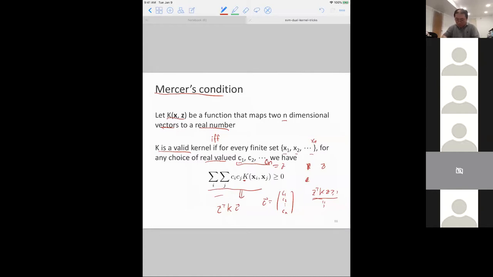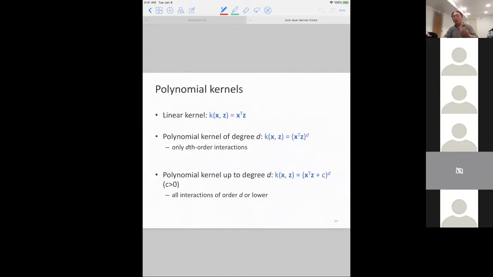Okay, so let us continue. Now I want to give you a few concrete examples of commonly used kernels. So polynomial kernels. The simplest polynomial kernel is just the linear kernel. It's the inner product between x and z. That's it. That means I don't do any feature mapping, or in other words, I just map myself to myself. So it's called linear kernel.